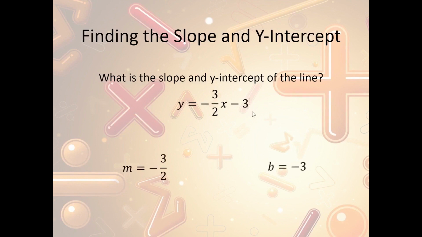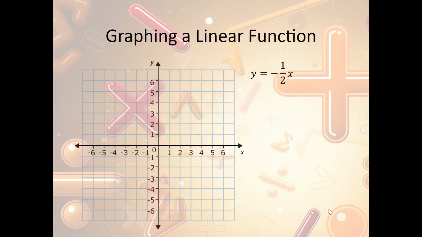So b is negative 3. So that's how I find the slope and y-intercept from an equation. Now, how do I graph a linear function? Well, first thing I need to do is pick out my slope and my y-intercept.